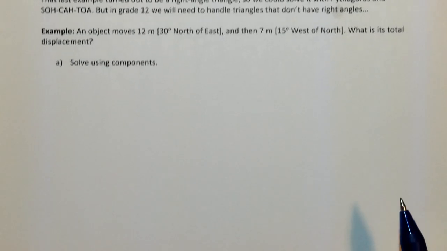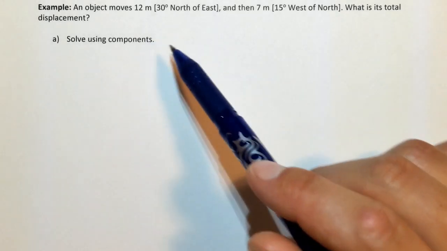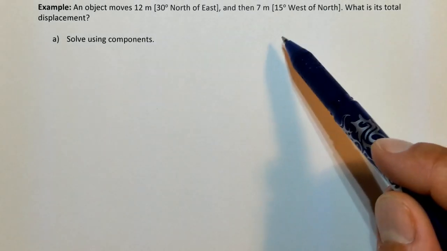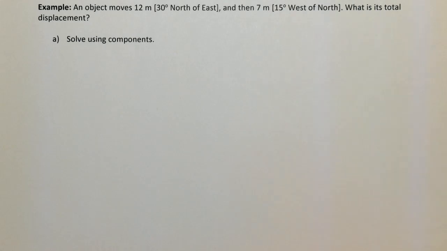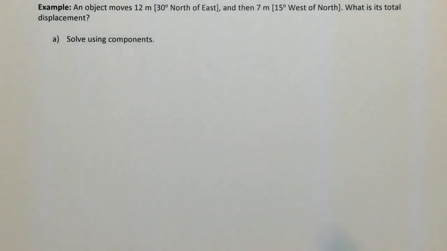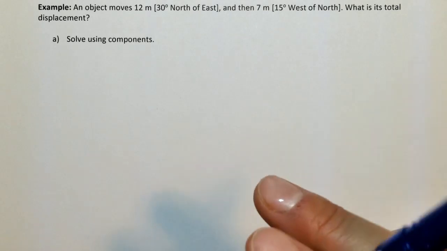All right. An object moves 12 meters in a direction 30 degrees north of east, and then 7 meters in a direction 15 degrees west of north. What is its total displacement? We're going to solve this problem twice, once using a components method and once using sine law and cosine law. But first we'll do components.